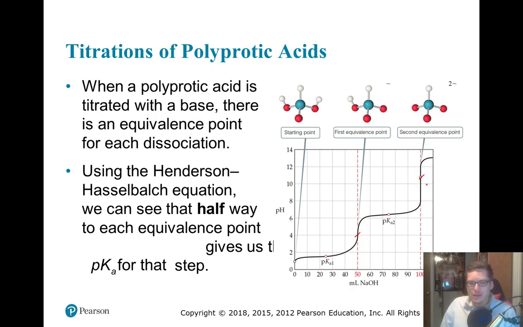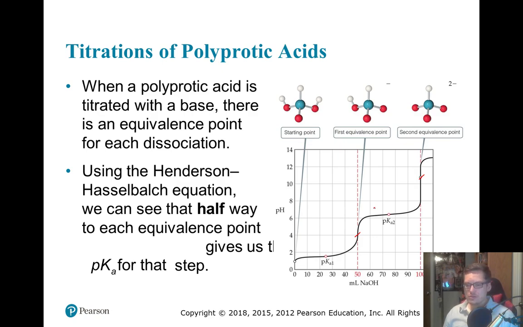Something like citric acid is triprotic, and so citric acid would have 3 equivalence points if you titrated it. Gatorade has citric acid in it. So if you were titrating that and using a pH probe to find the equivalence points, you would see 3 distinct humps like this. But something like sulfuric acid has 2, because it's diprotic. Carbonic acid is diprotic, so it would have 2.